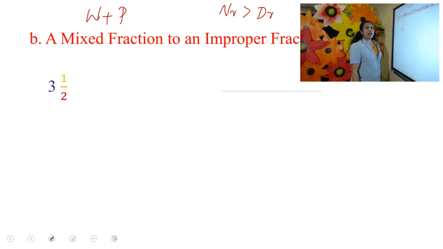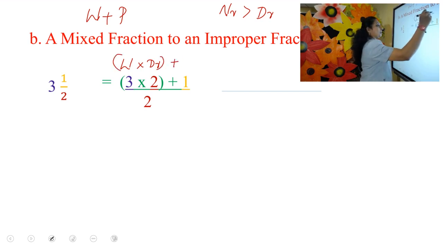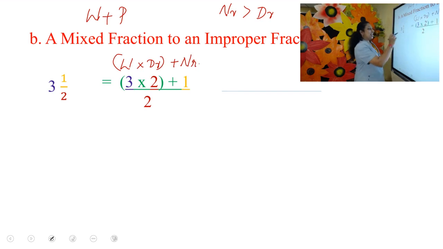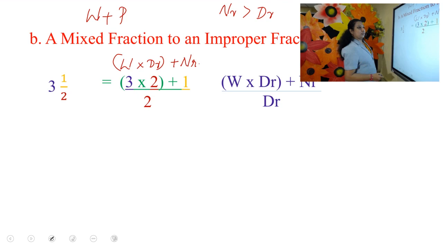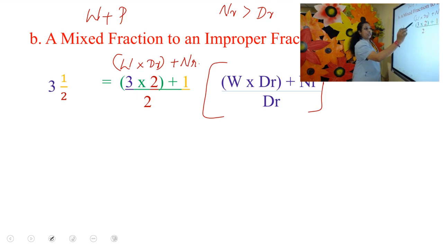The first step is multiply the whole number and the denominator. See, multiply here 3 into 2. Multiply the whole number into the denominator. That is the first step. Then add the numerator with that. Then whole divided by 2. Understood? So this is the order I have given. Whole number into denominator plus numerator by 2.